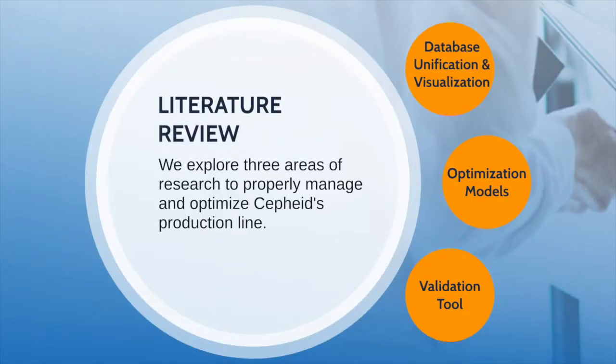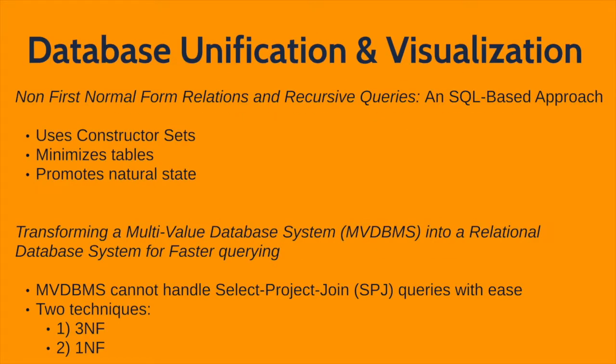In order to gain knowledge on this problem, we focused on 3 areas of research. First, we conducted research on database unification and visualization. Unifying non-normalized data sources into a cohesive database is difficult because relations lack primary keys and include sets of data. One option is to leave tables non-normalized and use recursive queries. Using SQL, constructors can nest queries and allow lists in single cells to exist. This will minimize the number of tables and promote a more readable state of the data.